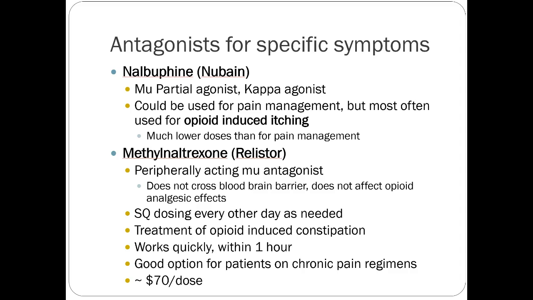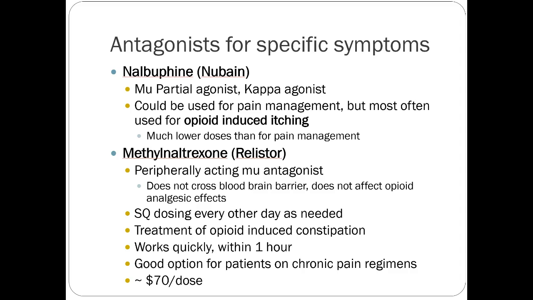All right, antagonists for specific symptoms. Nalbuphine is a partial agonist. It's really just used for opioid-induced itching. The only place I ever see this used is in OB patients post-epidural. Why it doesn't get used elsewhere, I don't know. It's really rare to see it, but that's where they use it a lot. So that's all I'll say about that.